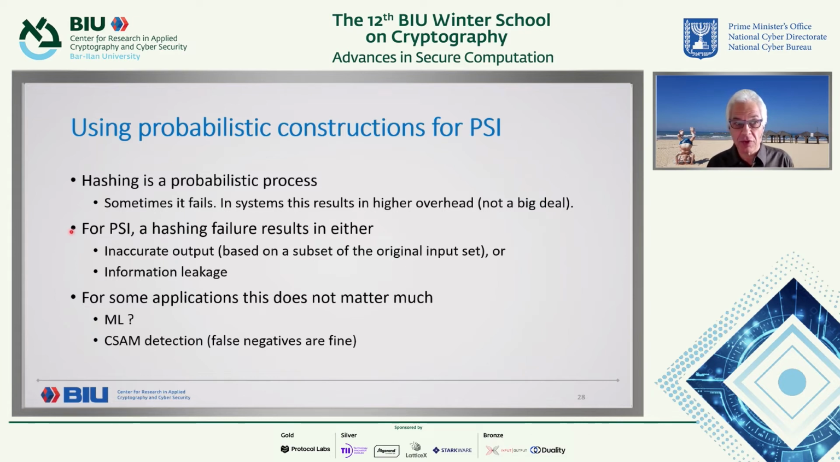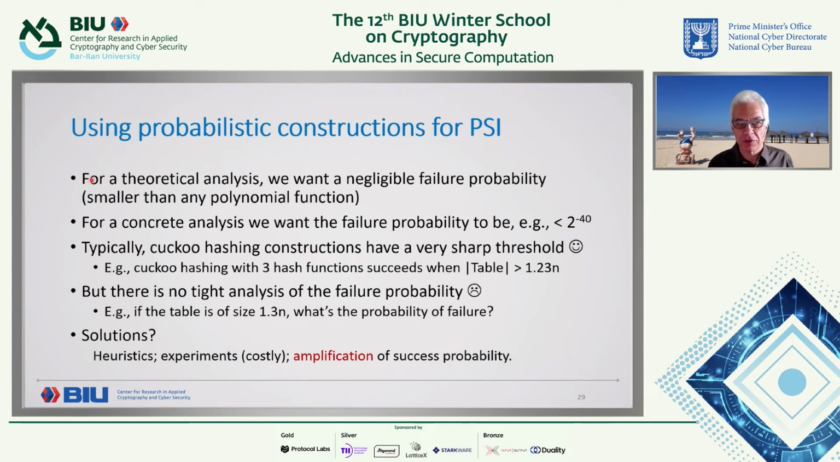So we have a problem because all of these great hashing techniques, cuckoo hashing, etc., the people who designed them, all the results are asymptotic without any concrete bounds on failure probability and on sizes. And we need these concrete bounds. For theoretical analysis, we want to have a negligible failure probability, smaller than any polynomial. For concrete analysis, we want the probability to be, say, below 2 to the minus 40.